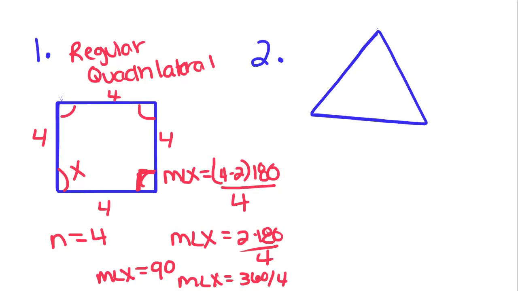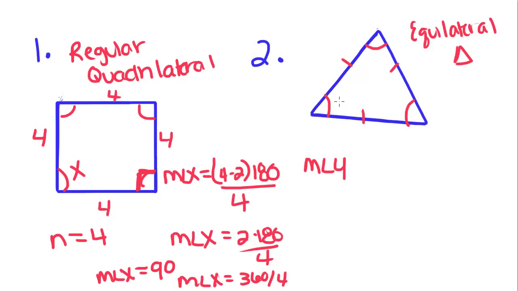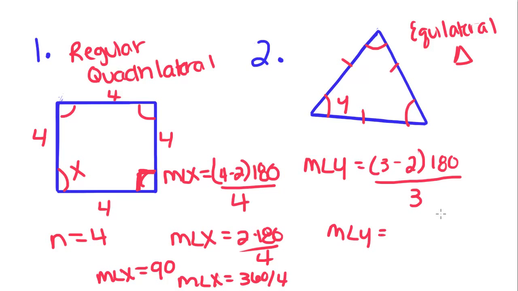So for the next one, we know that all these angles are congruent, and these sides are congruent because it's a regular triangle, or an equilateral triangle. So to find the measure of angle, we're going to call this y. We take 3 minus 2 times 180 divided by 3, which is equal to 180 divided by 3, which equals 60.